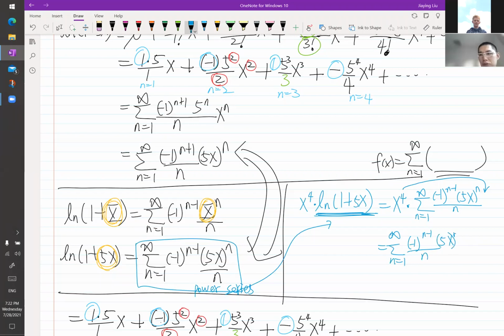You have to be careful if you use the way I'm writing, times the x to the 4th. We cannot combine the two x terms here because the first x is multiplied by 5 first. So if you want to combine the two x, you have to separate the 5x to the n first. Separate it as 5 to the n, x to the n, and then when you multiply with x to the 4th, you can combine the two x parts. It becomes x to the n plus 4, 5 to the n, and then the rest stay the same.